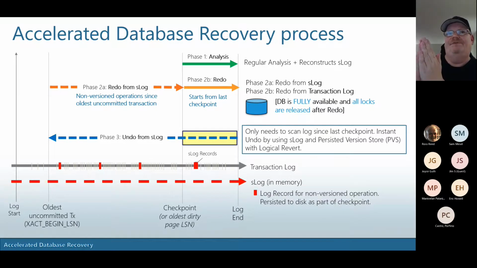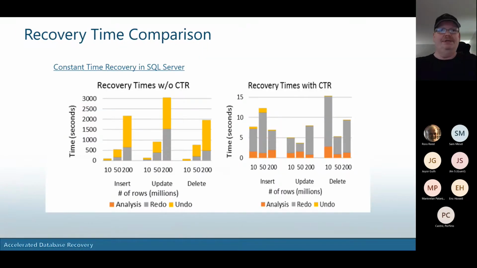Everything that was versioned, I just need to roll back since the last checkpoint, because anything before the last checkpoint, the logical revert is already reverted back to the previous version. Since it never committed, I don't need that version that didn't commit. So the logical revert just rolls me back based off what is the previous version in the PVS store. I'm back up and running.